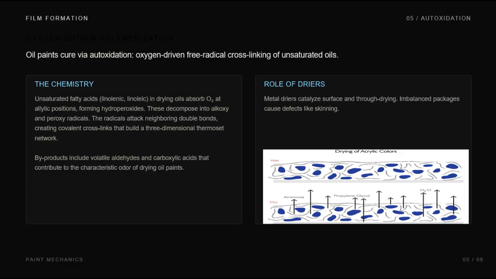Traditional oil and alkyd paints cure chemically through autoxidation. Atmospheric oxygen attacks the unsaturated double bonds in the fatty acid chains of drying oils such as linseed or tung oil, forming hydroperoxides. These decompose into free radicals that propagate a chain reaction, creating covalent cross-links between oil molecules and building a rigid three-dimensional thermoset network.